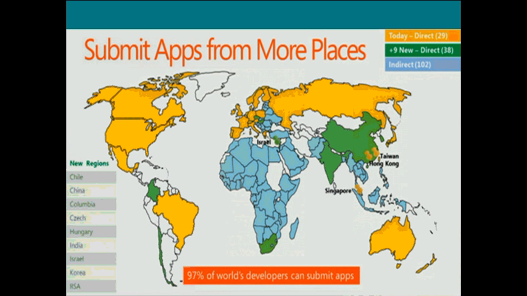So right now, as I mentioned already, the Windows Phone market is available in more than 191 countries, and 97% of the world's developers can submit apps directly to the Windows Phone market. The major regions highlighted over here have direct interaction, where we can use the Windows Phone market to deploy our applications. And there are a few markets where we can indirectly utilize Windows Phone market to deploy the applications. So this gives some overall picture.